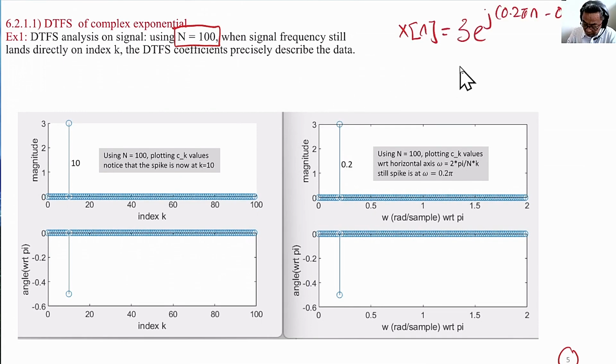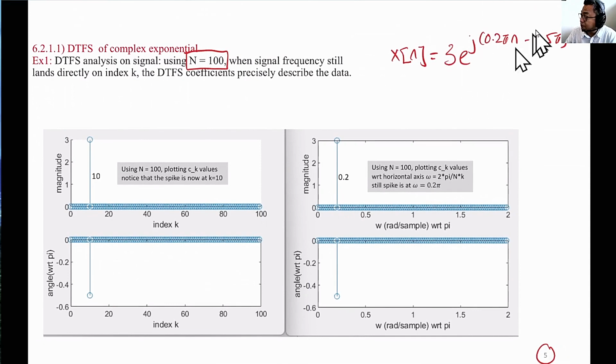We see that when we have N equals 10, then this is the fundamental period of this complex exponential, and for the DTFS, N equals 10 is sufficient. So why do we use N equals 100, and what will change when N equals 100?